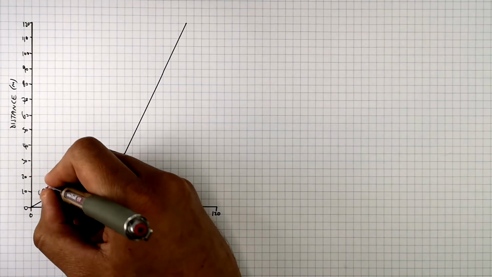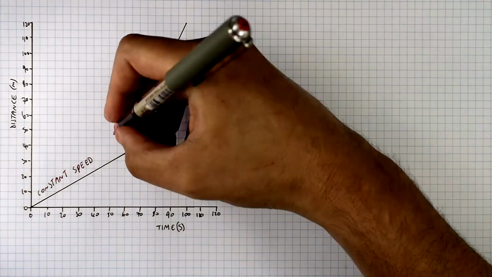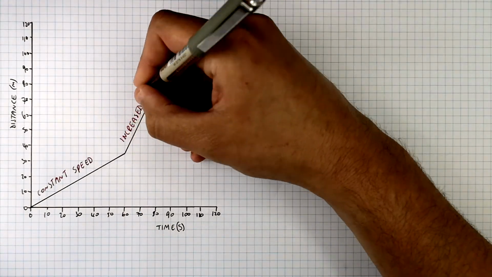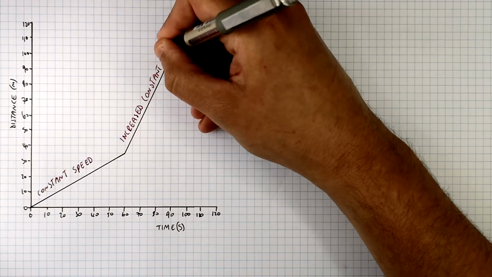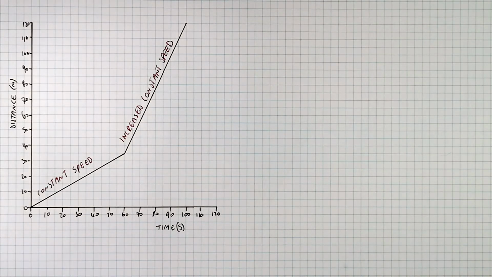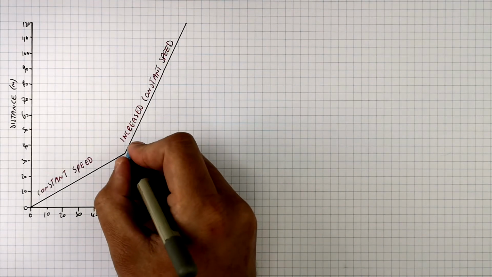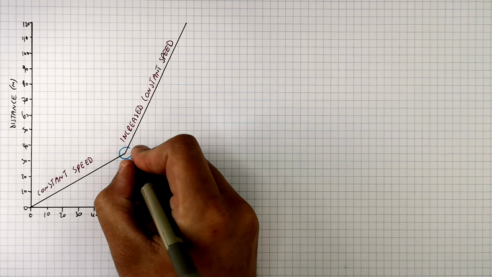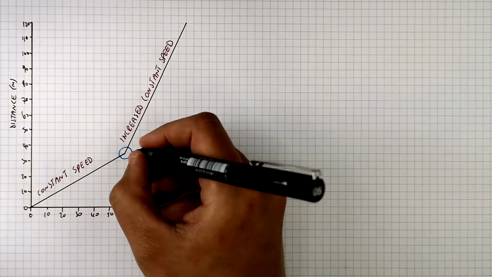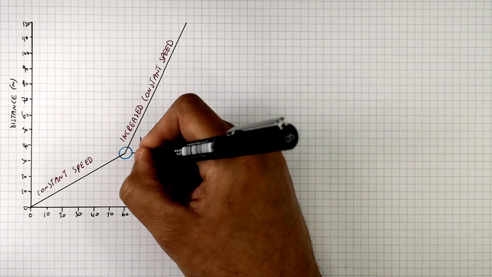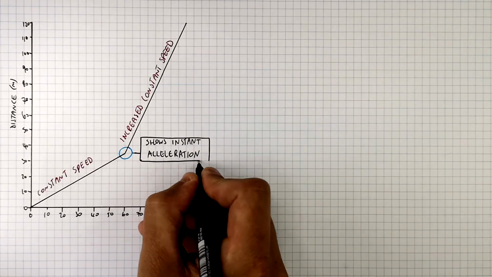The first part of the graph shows a constant speed. The second part of the graph shows an increased constant speed as there is a steeper gradient of the line. This part of the graph shows an instant acceleration from a lower speed to a higher speed.